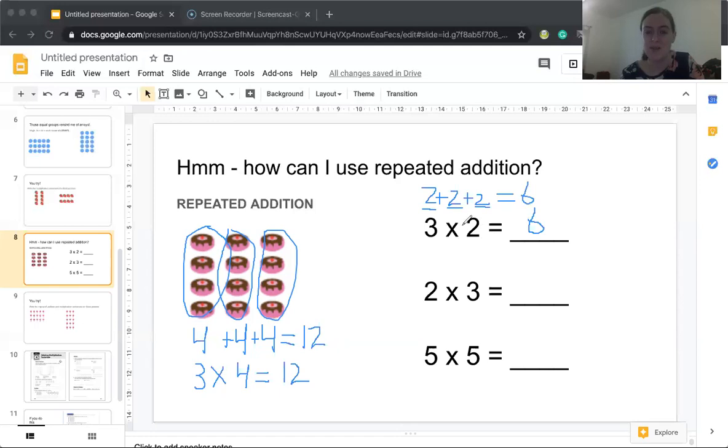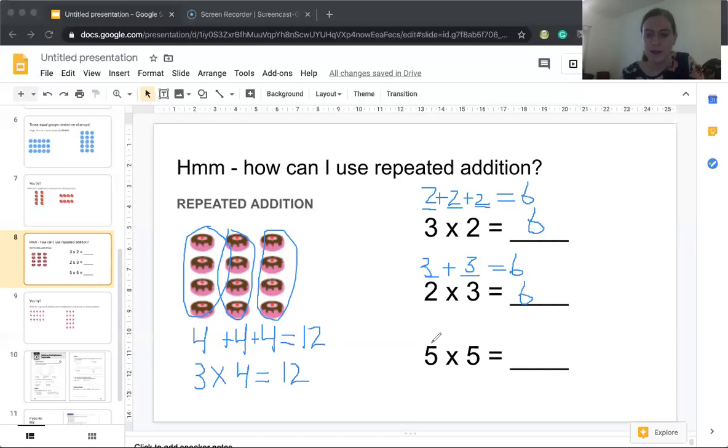But because this is a basic fact, I should be able to just know it and just say it, okay? Down here, I know I have 2 groups, and in each group, I have 3. So 3 plus 3, we know is 6. So my product down here will be 6.